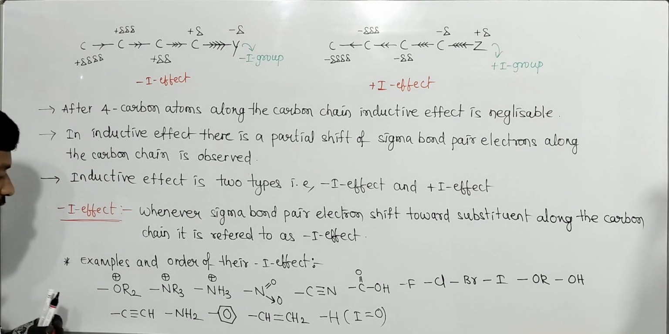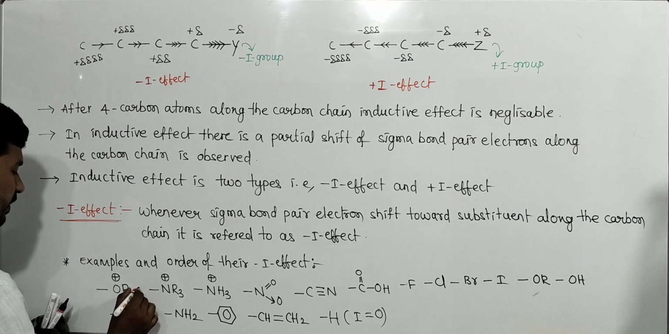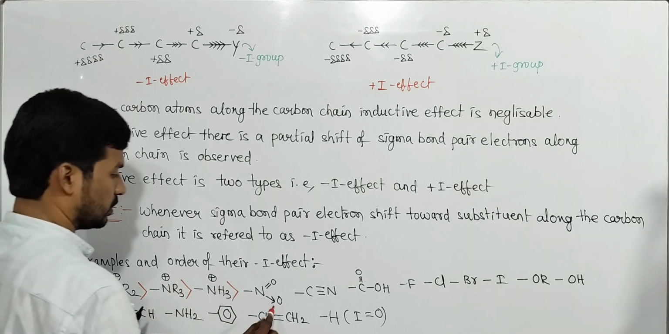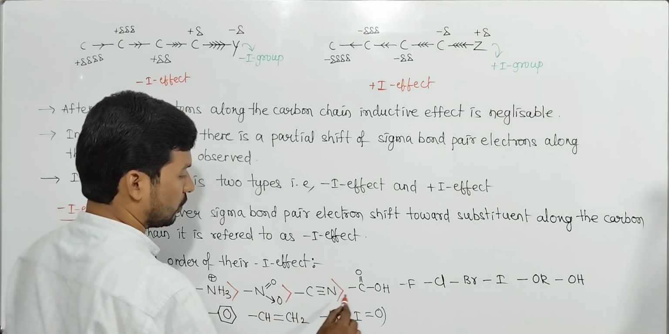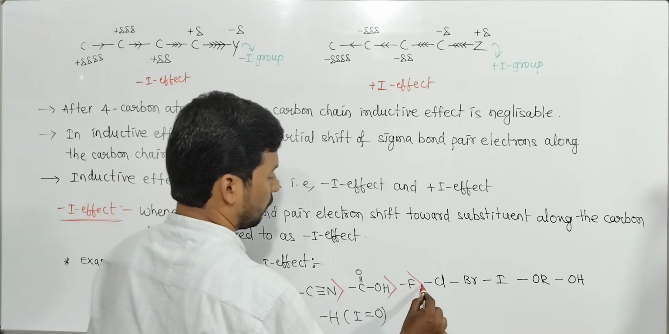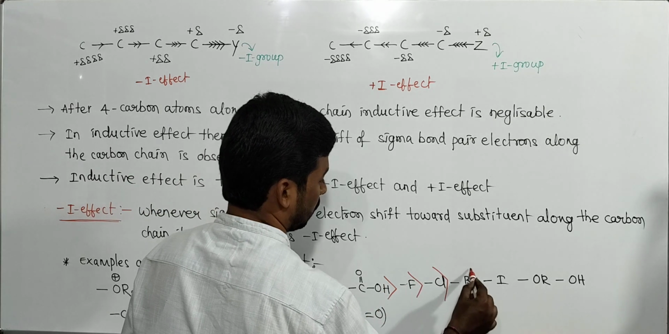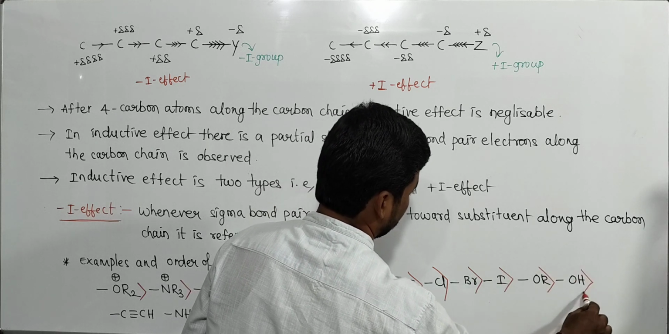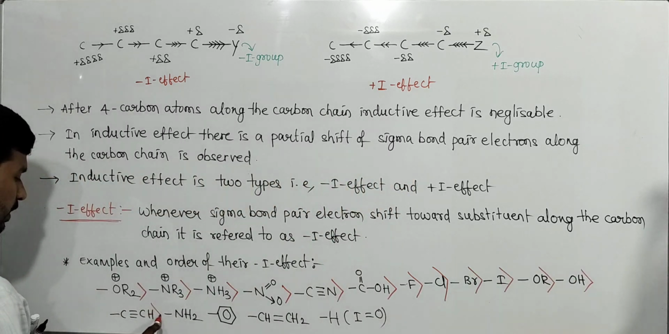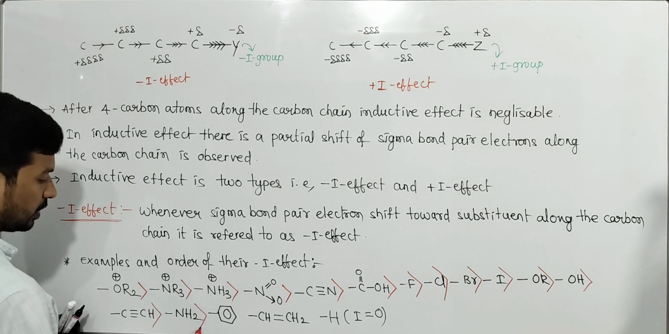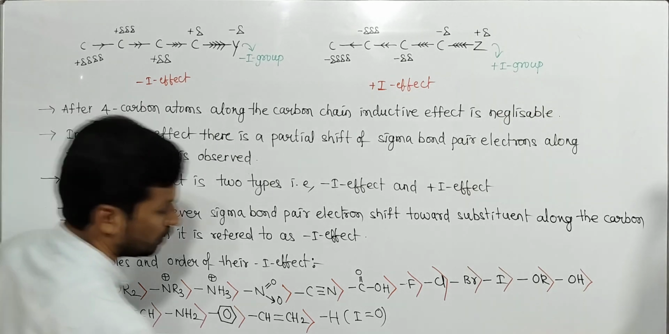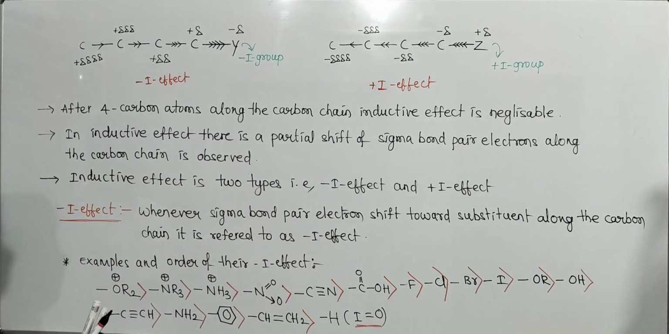So I will just write the order. Highest minus I effect is shown by OR2, then NR3, then NH3, then NO2 group, then cyano group, then carboxyl group, fluoro, chloro, bromo, iodo, alkoxy group, hydroxy group, then triple bond, NH2, phenyl group, double bond, hydrogen. For hydrogen, inductive effect is 0. Take this one. This is important.